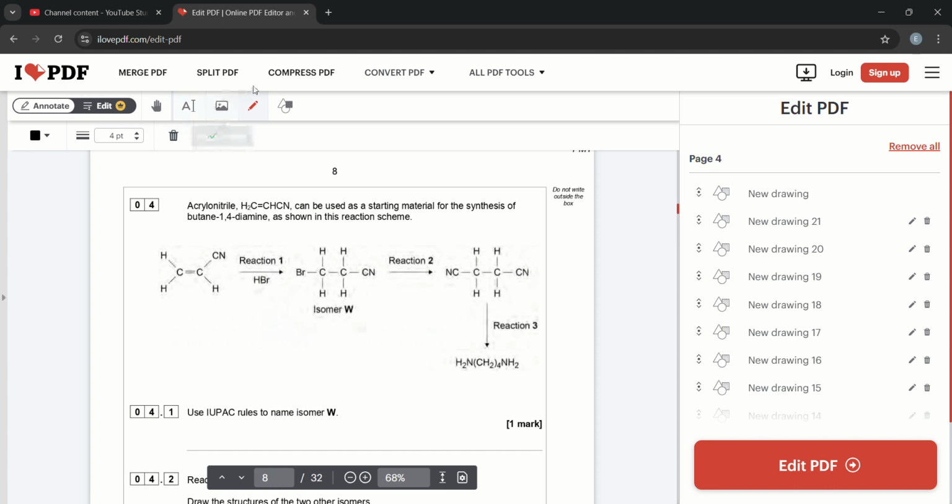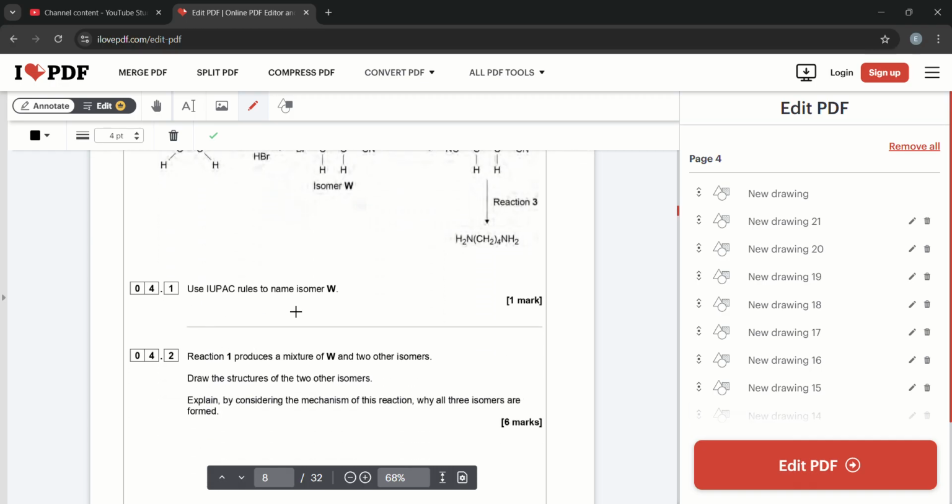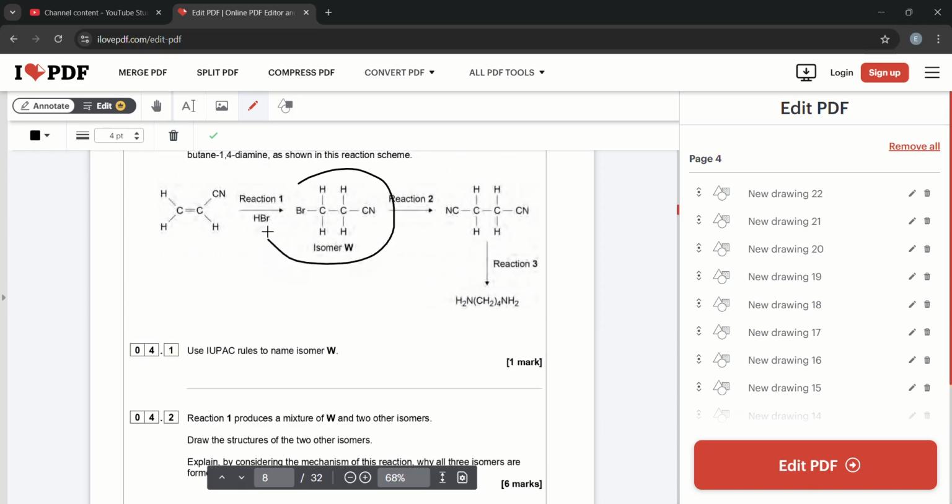Question 4. Acrylonitrile can be used as starting material for synthesis of butane-1,4-diamine, as shown in this reaction scheme. Use IUPAC names to name isomer W.